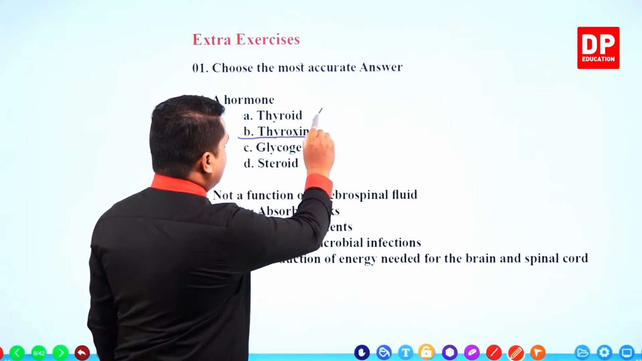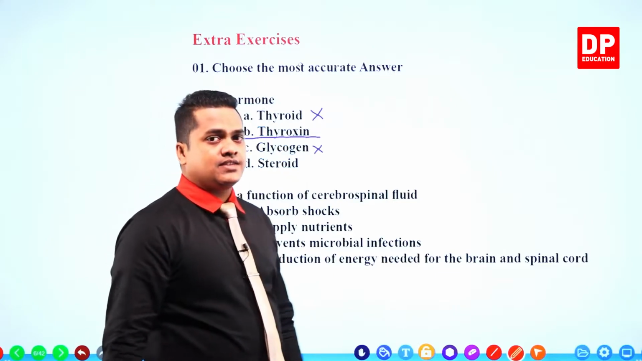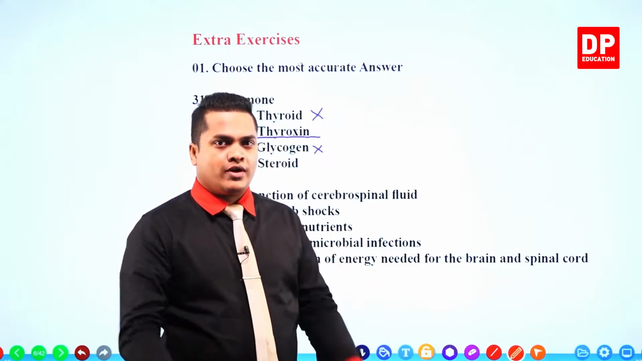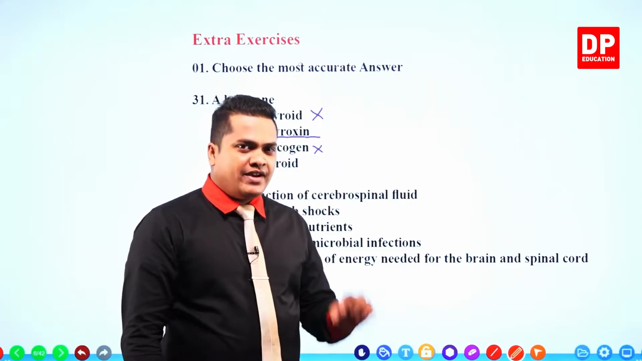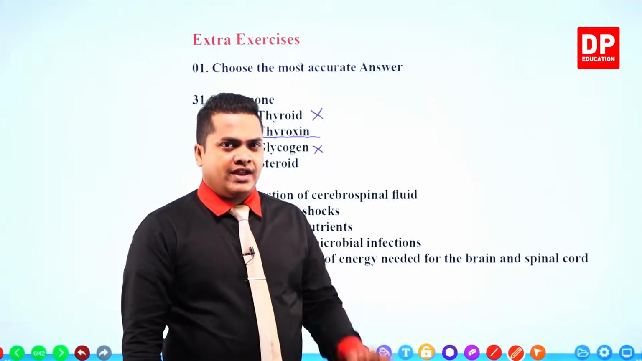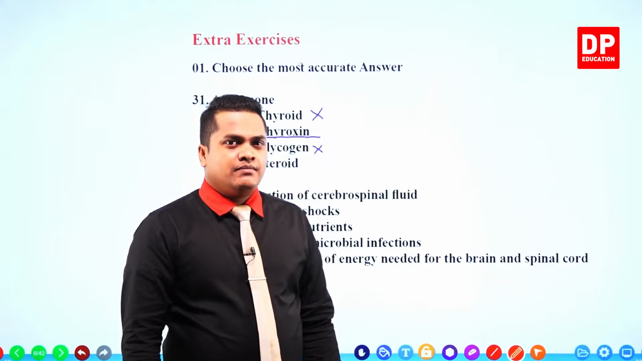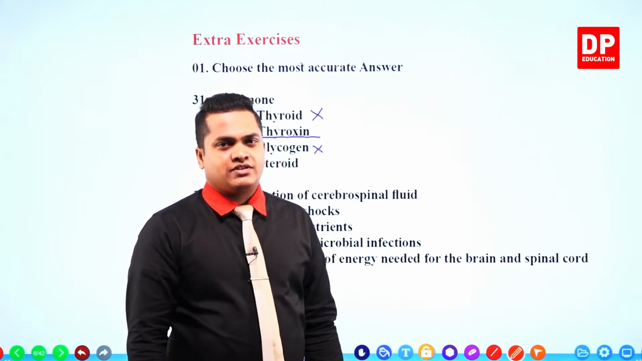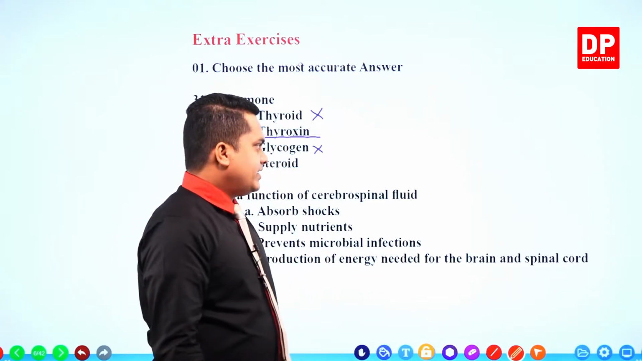Thyroid gland, it's a gland. That's the gland which secretes the thyroxine hormone. It's a small organ which is located in our body. So that's the part which is going to secrete this thyroxine hormone. Right then.